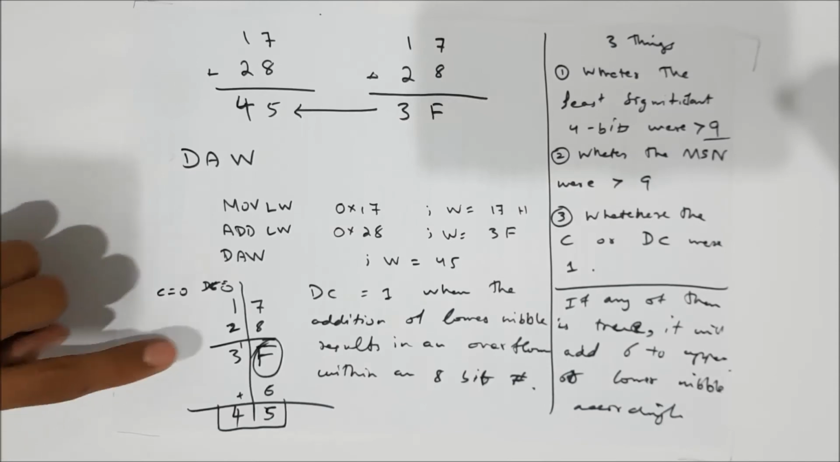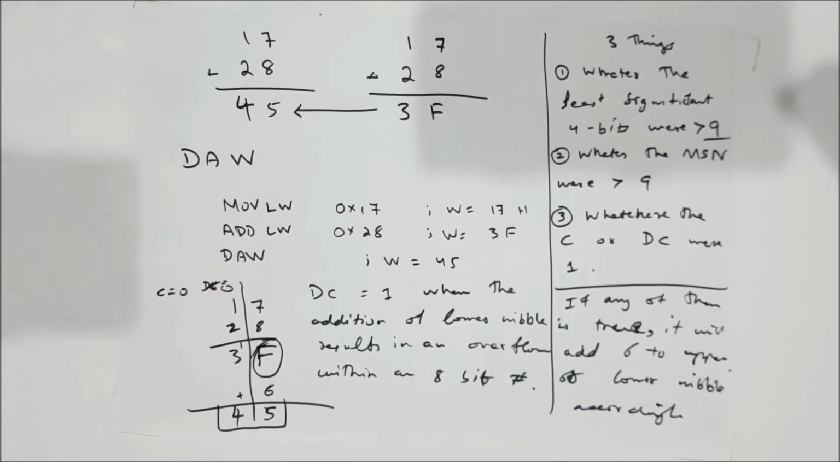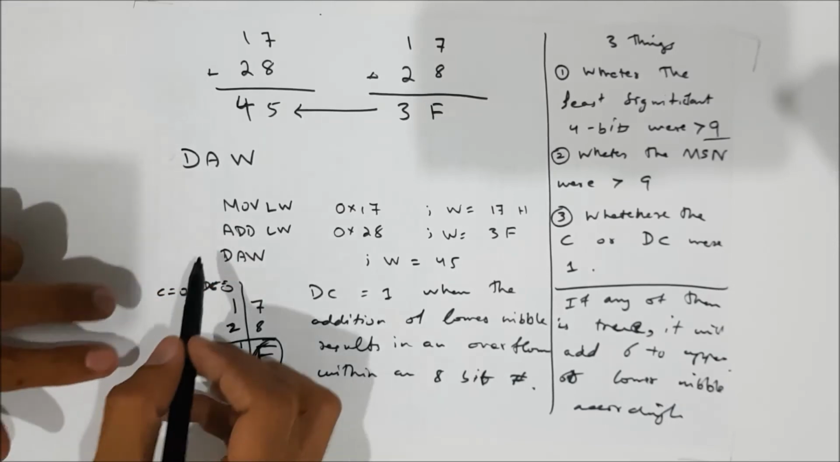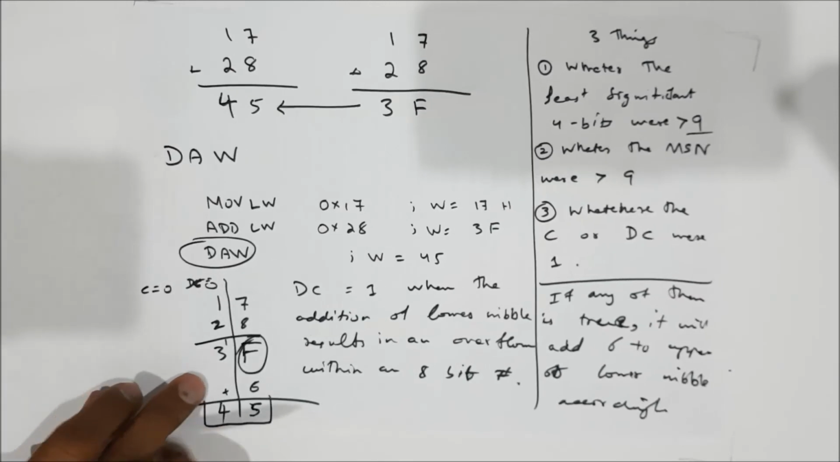And you don't have to do this step. You don't have to add this 6. You don't have to check for DC or C. You just have to write this command and it will automatically convert an overflowed hexadecimal number into a true BCD number ranging from 0 to 9. Let's do another example to make it further clear.